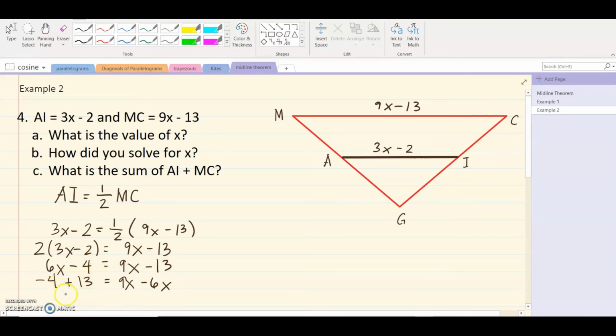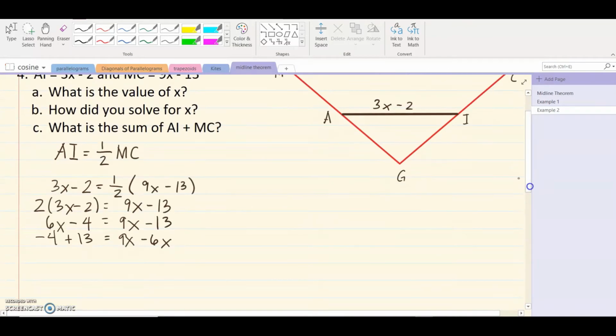And then we have negative 4 plus 13 equals 9, equals 9x minus 6x, which is 3x. Then divide both sides of the equation by 3. X is equal to 3. So the value of x is 3.